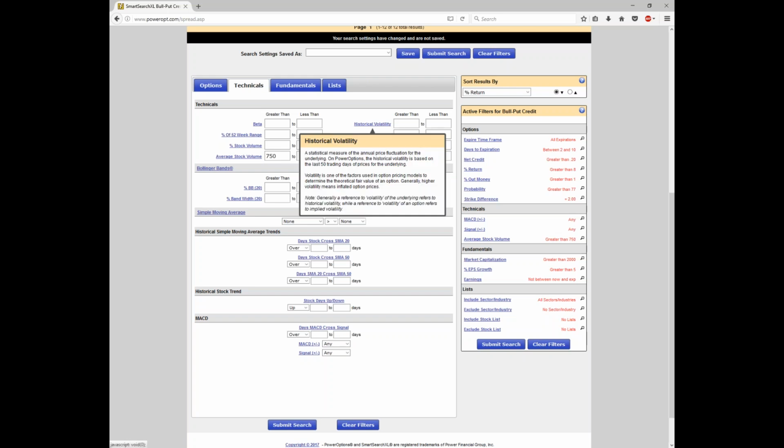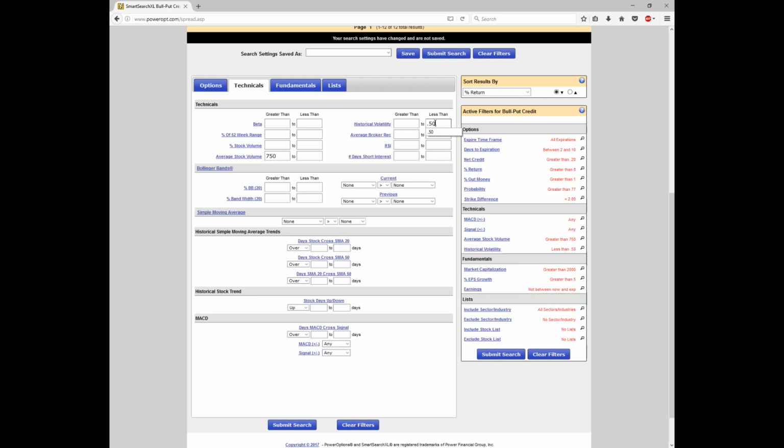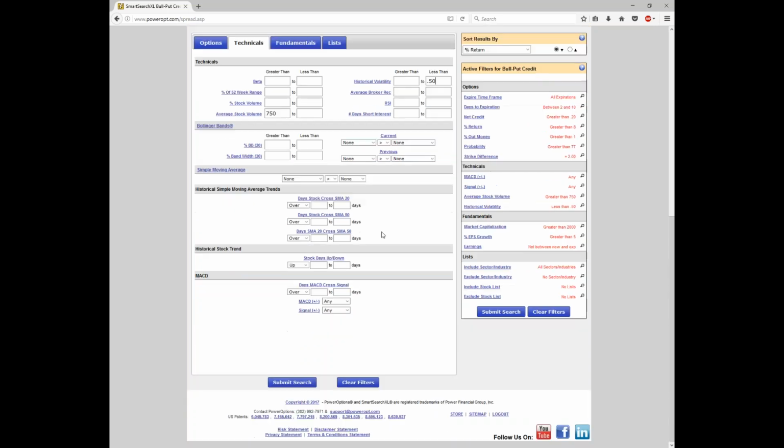You can use fields for historical volatility, the stock volatility. So if I wanted to limit this to stocks that had a volatility of less than 50%, on PowerOptions that would be 0.50. So I'm looking at lower volatile stocks that don't tend to move as much. You can do that as well.